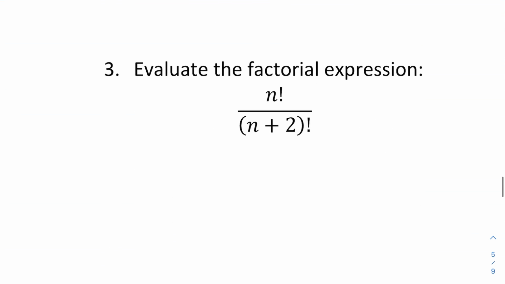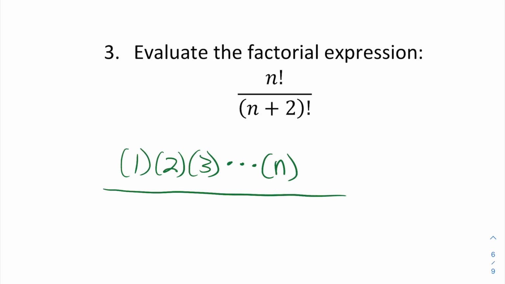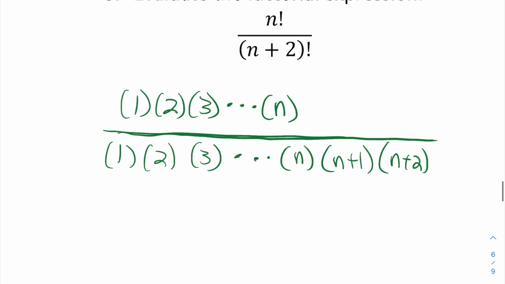And the last one, evaluate the factorial expression. We do this one the same way we did the last one. We're going to expand it and then cancel out common factors. So in the numerator, I have 1 times 2 times 3 all the way up to n. While in the denominator, there are exactly 2 more factors, because you have your 1 times 2 times 3 all the way up to n, but then there's n plus 1 as a factor also, and the last factor is n plus 2.